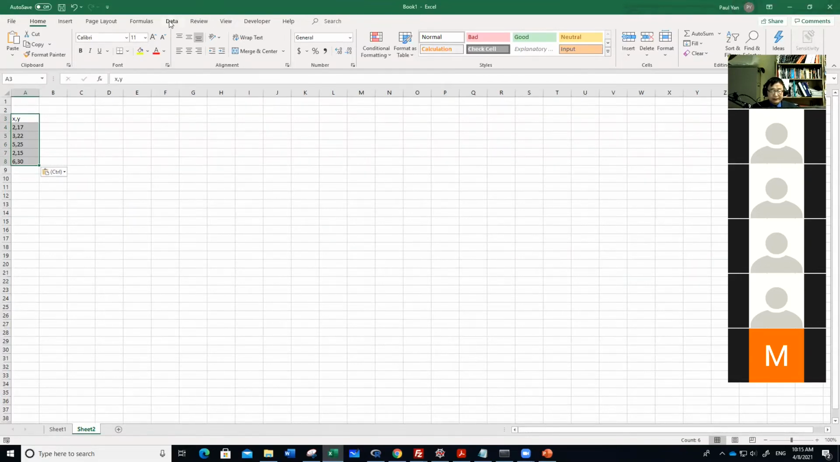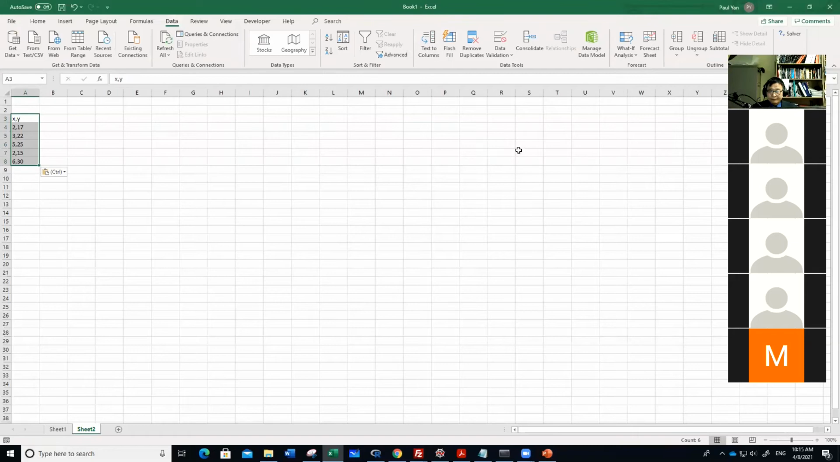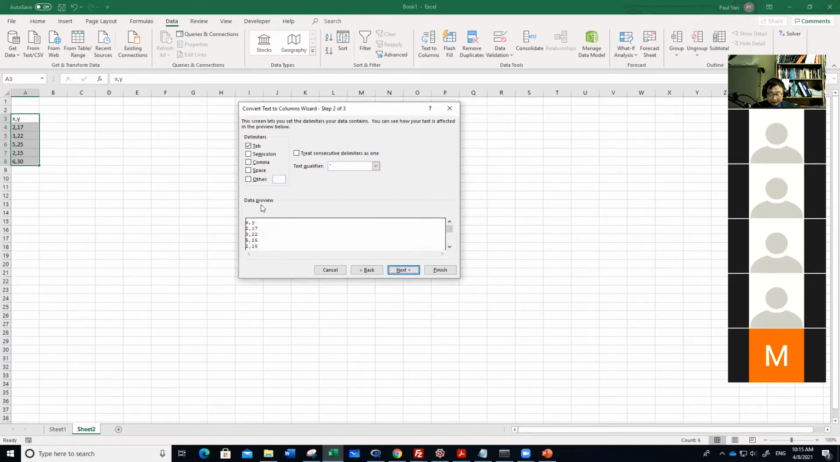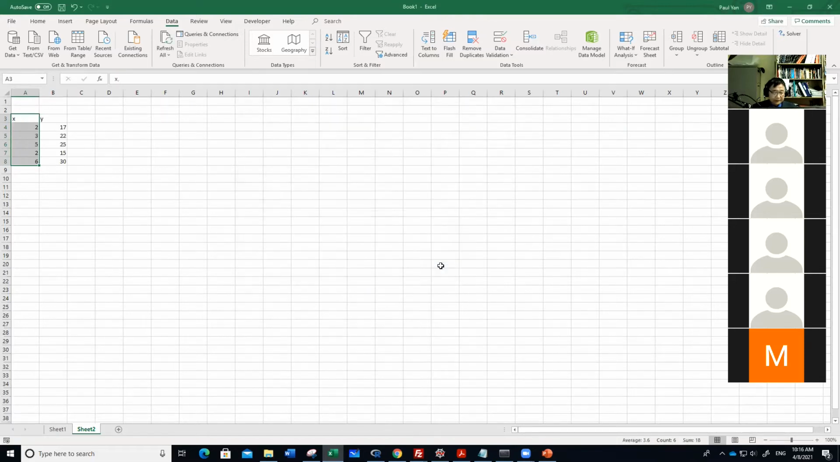So I click Data and you see Text to Columns, and I use Delimited because I use a comma. I click comma, and you see here we only have one column, but if I click comma, it's automatically separated into two columns. I click Next, then Finish. So we have two columns: this is the Y column and this is the X column.